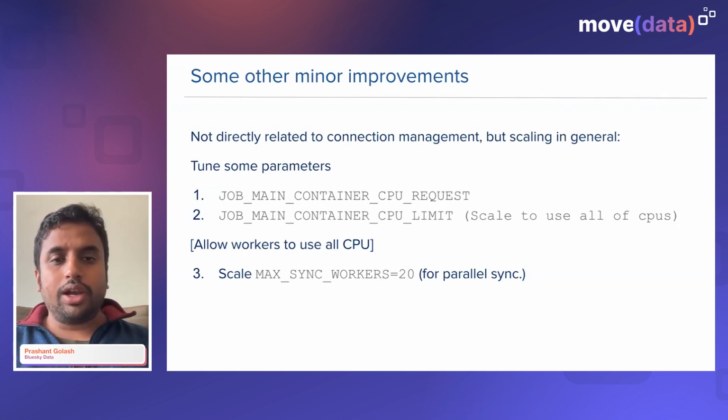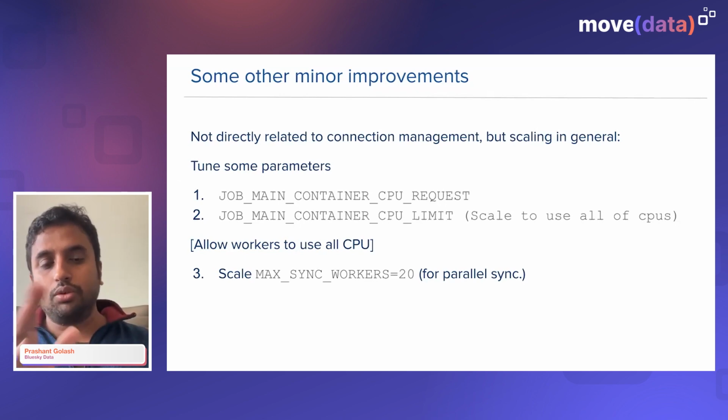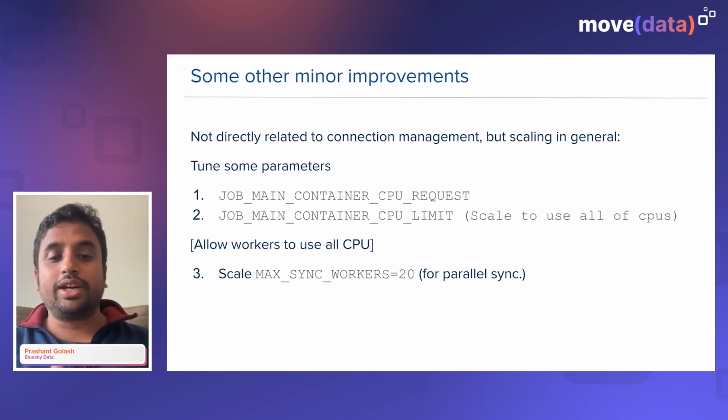Next, I'm going to talk a little more about some of the scaling challenges on Airbyte and some of the things that we fixed. Some of the things worth mentioning which we tuned in our Docker environment are the job main container CPU request and job main container CPU limit. Generally, on a per box basis, you want a Docker container to leverage as much CPU as you can, so you can tune some parameters. Also, since we are running everything on a single box, it was a bottleneck for us. So we increased max sync workers so that 20 parallel sync workers can work together. These are some configurations we found useful for our purpose.